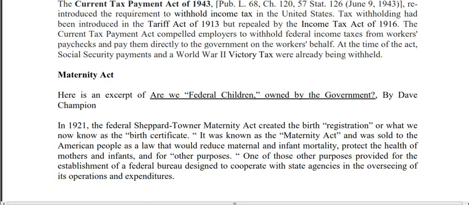The Current Tax Payment Act of 1943 reintroduced the requirement to withhold income tax in the United States. Tax withholding had been introduced in the Tariff Act of 1913 but repealed by the Income Tax Act of 1916. The Current Tax Payment Act compelled employers to withhold federal income taxes from workers' paychecks and pay them directly to the government on workers' behalf. At the time of the Act, Social Security payments and a World War II victory tax were already being withheld.